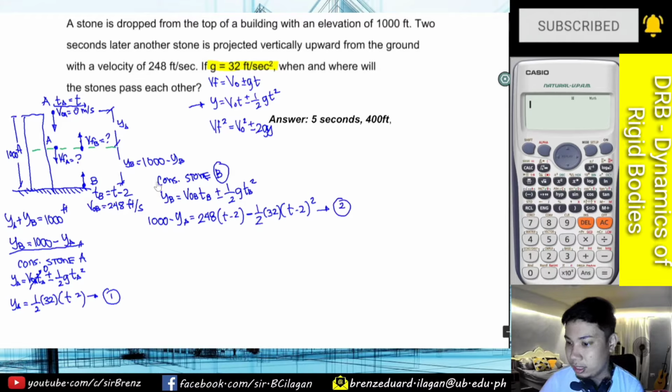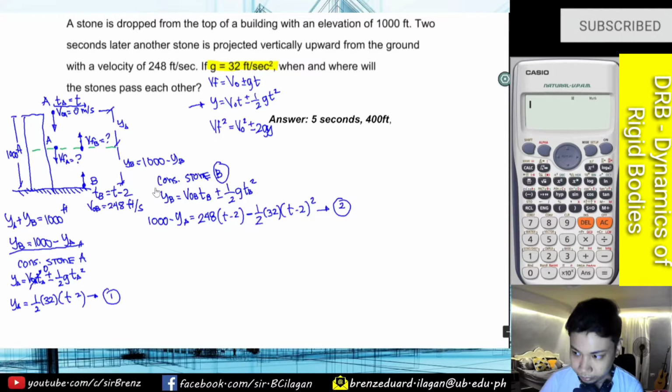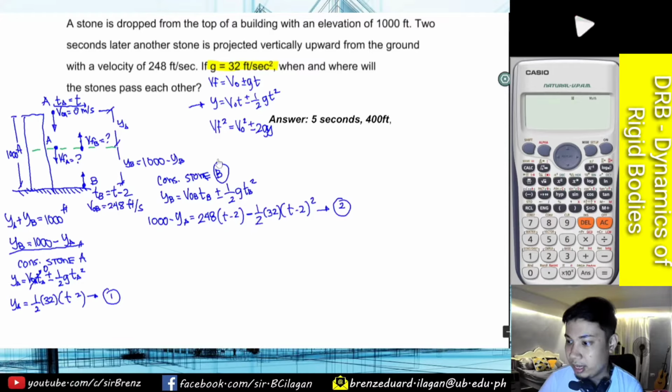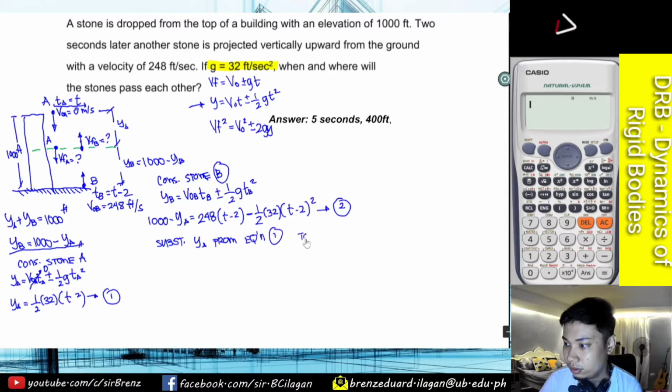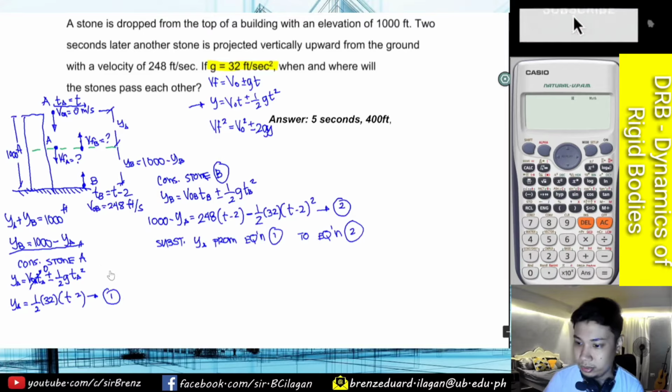Okay, so ano bang pwede natin gawin? Ayan. What we can do is substitute yung YA from equation 1 to equation 2. So, ang gagawin natin para isa na lang yung unknown, itong value ng YA, isasalpak natin dito. Okay? So, parang ano na lang natin is yung time t.